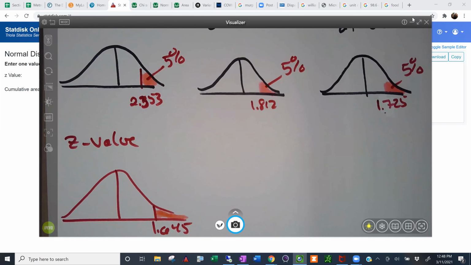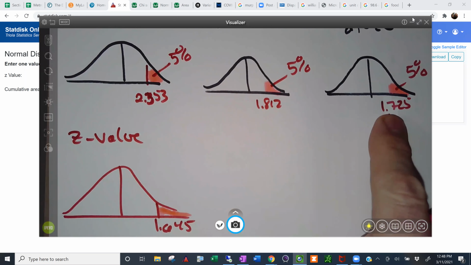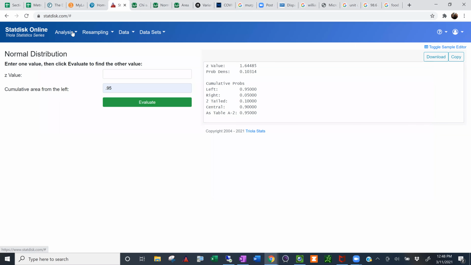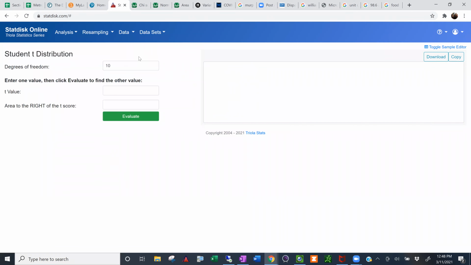Now, what's happening is that as you increase the degrees of freedom, this number is getting closer and closer to this one. And you can experiment as much as you'd like. We'll go back to the student t distribution, and I'll put in higher and higher degrees of freedom to see how close I can get to 1.645. So let's put in degrees of freedom equal, say, 50. And I need to put in an area to the right of 5% again. So you're getting closer, 1.675 as opposed to 1.645.